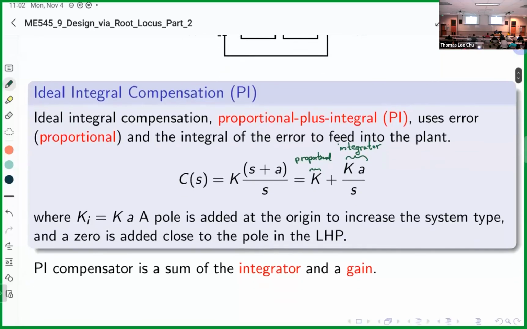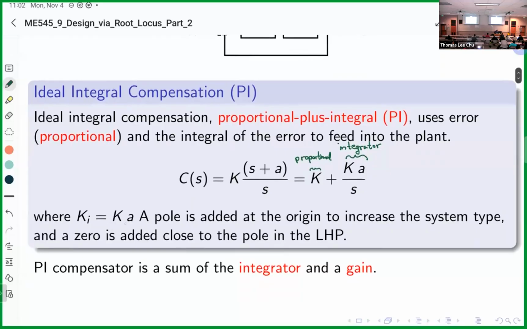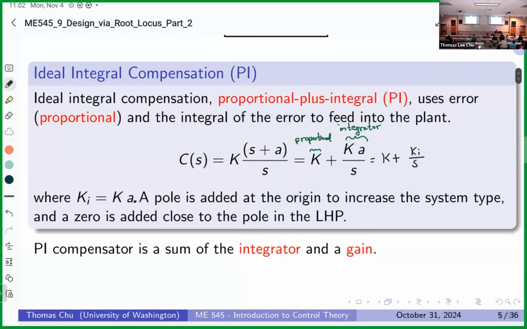Here, let me put a period here for grammar. So we actually would rewrite this as K plus Ki for integrator over S, where Ki is equal to K times A. So PI controllers are actually really easy to use, or at least calculate, because the purpose of a PI controller is to increase the system type, but not change the root locus. So when we add a 0 close to the pole, we actually maintain the shape of that root locus, more or less.